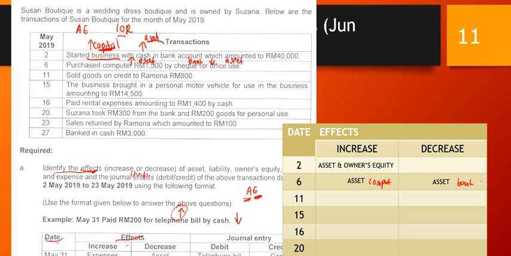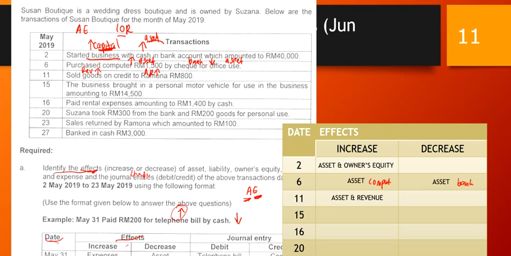So 11th May, sold goods on credit to Ramona, 800 ringgit. Sold goods on credit. So maksudnya kat sini bila credit shows that Ramona is your account receivable. So account receivable increase. Sold goods. So bila sold goods, you akan dapat revenue. So revenue increase. So effect dia, asset and revenue increase.